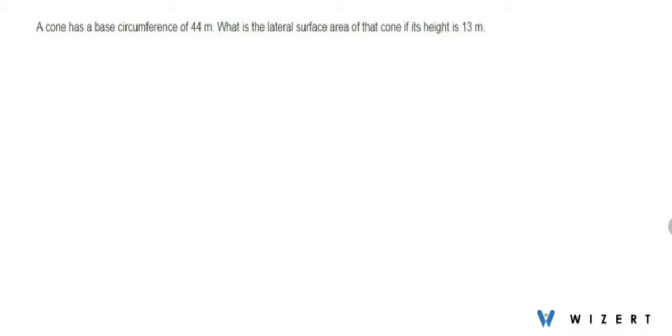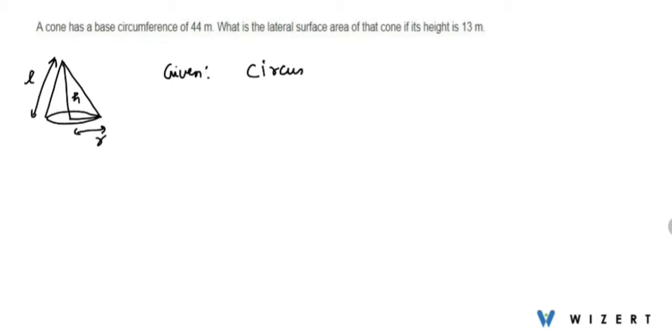A cone has a base circumference of 44 meter. Then what is the lateral surface area of that cone if its height is 13 meter? So let's say this is our cone having radius r and height h, and this is our slant height, that is L. So what is given in the question is circumference.